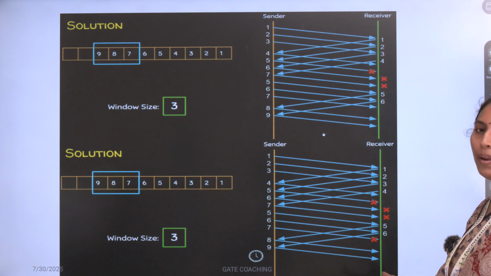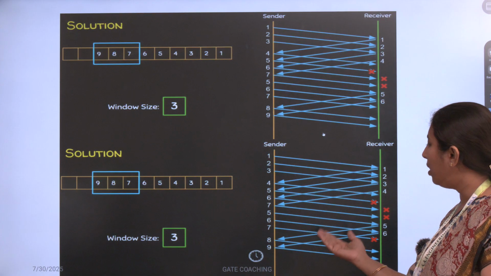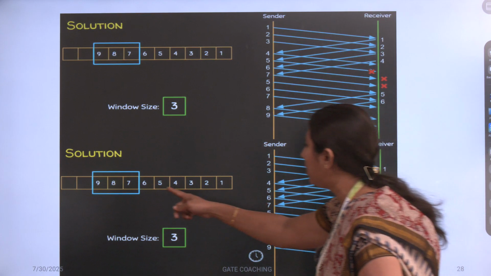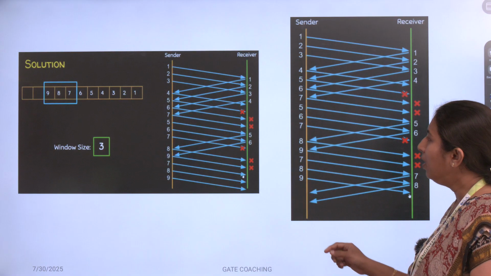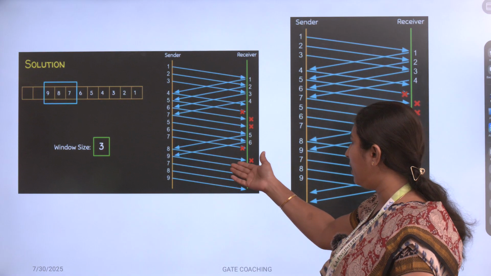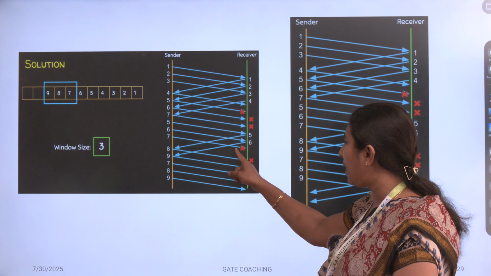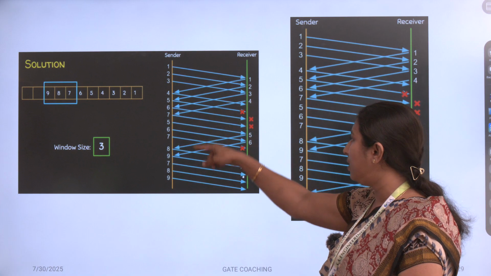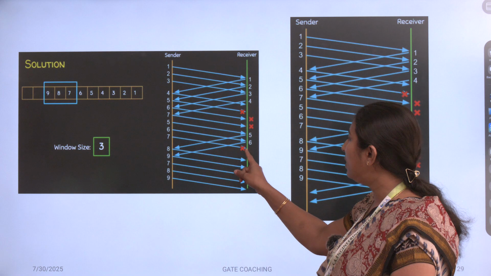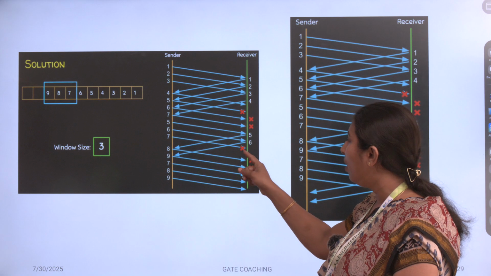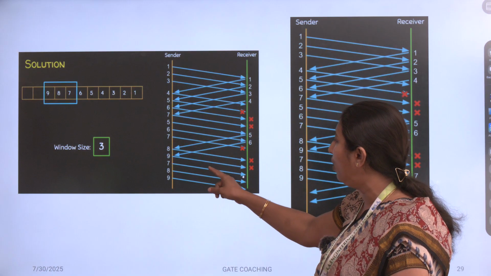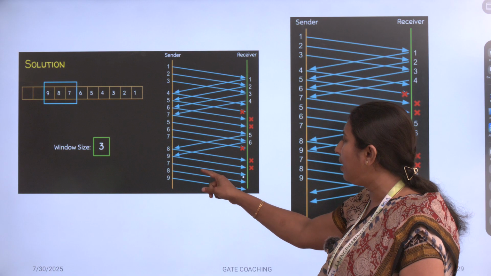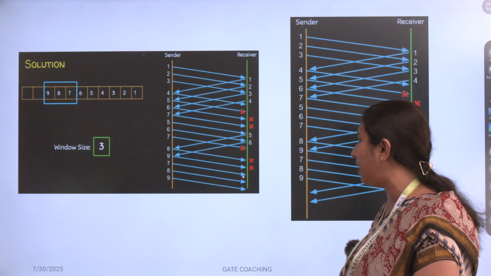So now what will happen? After the timeout, the sender will again retransmit the frames which are there in the current window. So that's what is given over here again. So this 7th packet is our 10th packet from the receiver side. So this is being lost over here. So we are again retransmitting the frames which were there in the current window. That is, we are transmitting the 7th, 8th and 9th packet over here.